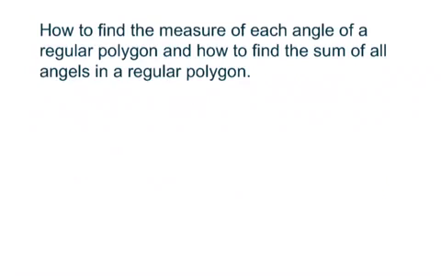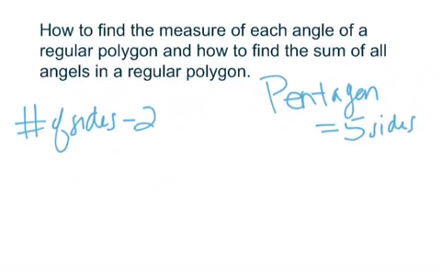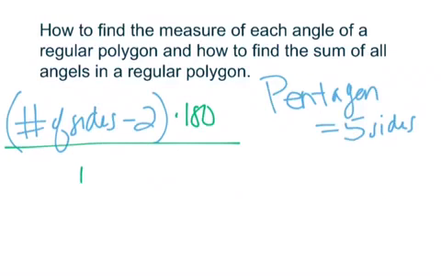So if I have a pentagon, it's 5 sides, right? I'm not going to draw it because it'll be a total mess. So a pentagon has 5 sides. We do the number of sides or vertices minus 2, times 180, all over the number of sides. So let's do this one over here.